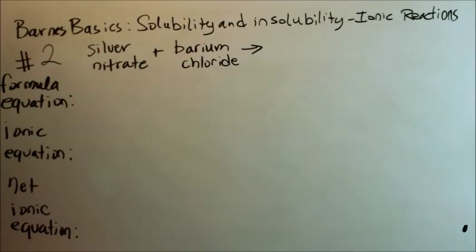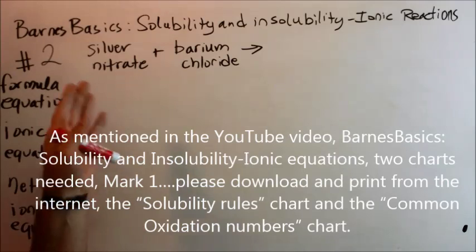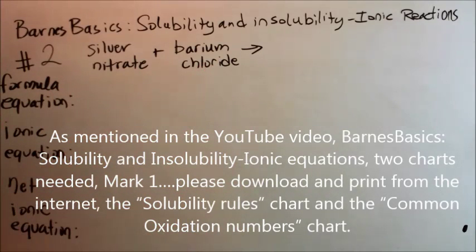Welcome back to BarnesBasics, and the next ionic reaction that we're going to work is one between silver nitrate and barium chloride. Remember that if you have downloaded a common oxidation number sheet and a solubility rule sheet as outlined in the first video of this playlist, you did right. If you haven't done that, please download those, and then we'll have a good experience right here. Then you'll be able to follow me pretty nicely.